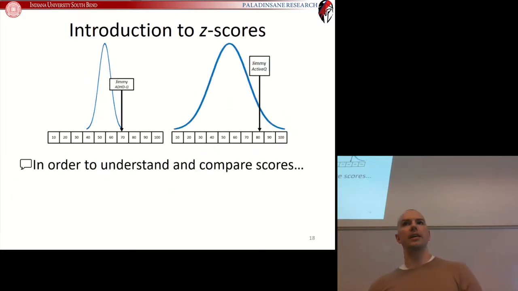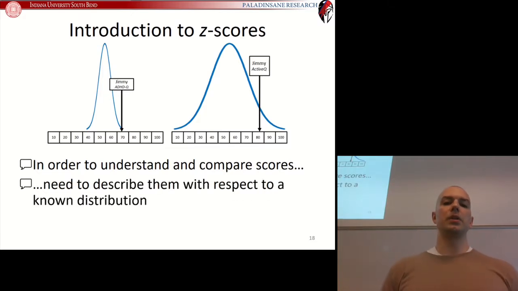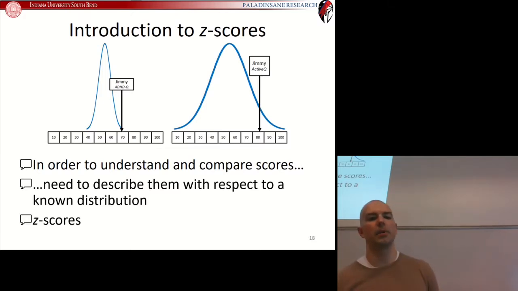So if you want to understand scores, what do they mean? What does an 80 mean? What does a 70 mean? And if you want to compare scores, what's he more extreme on, activity or attention deficit? What we need to do is we need to describe them with respect to some known distribution. We need to describe them with respect to some common distribution, and that's where z-scores come in. So what we're going to do is we're going to compare these two scores by transforming them into the same type of a score, and that new score is what's known as a z-score.